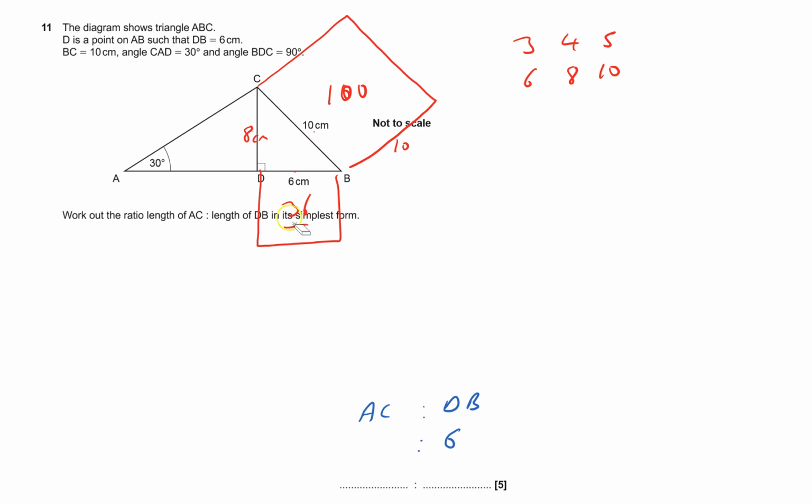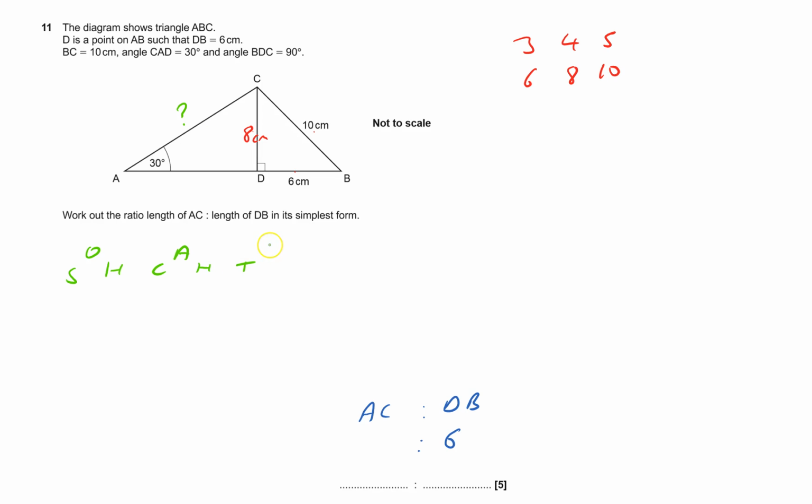Anyhow, I'm going to get rid of that because I don't need it in this case, because I know it's 8. And now I'll do it in green, I've got to work out the length of AC. So I've got to work out this length here. I've got an angle, so this is going to be trig. So it's going to be SOH CAH TOA.